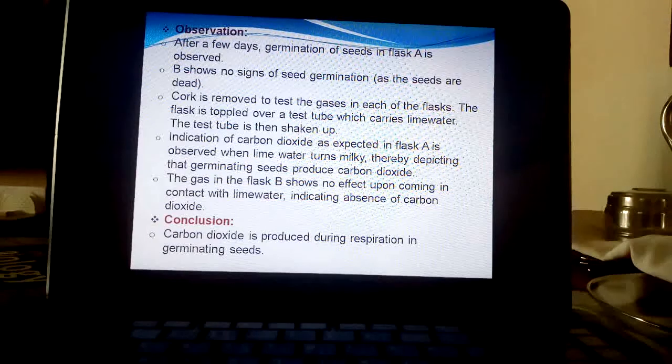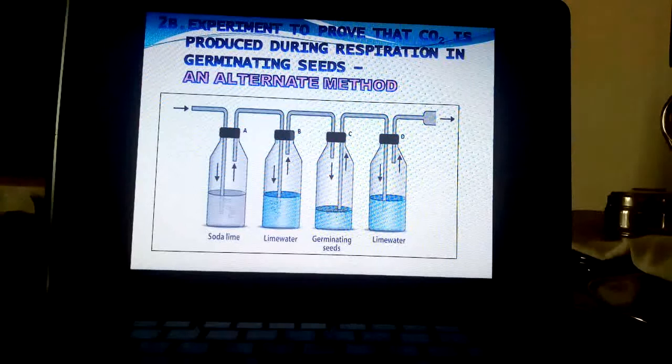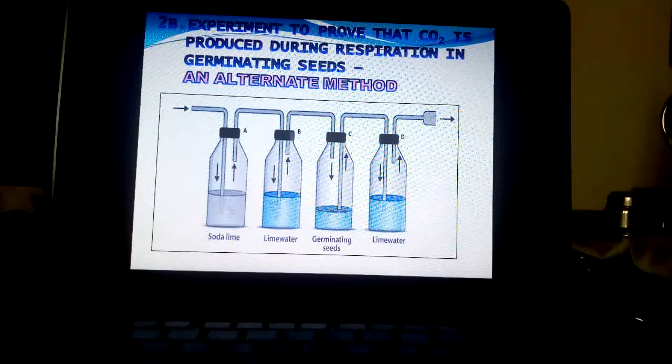So what is the conclusion? Carbon dioxide is produced during respiration in germinating seeds. Is that clear? In the previous experiment, you have taken germinating seeds. In this experiment, you are taking soaked seeds. These are very important points you have to observe. Got it? The same experiment can be proved very well, authentically.